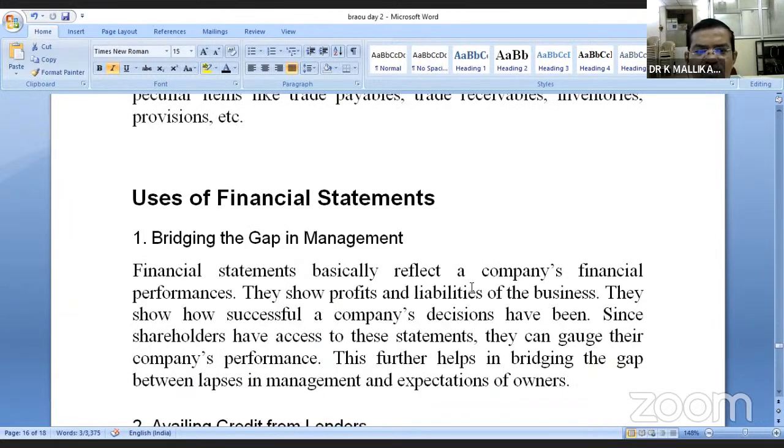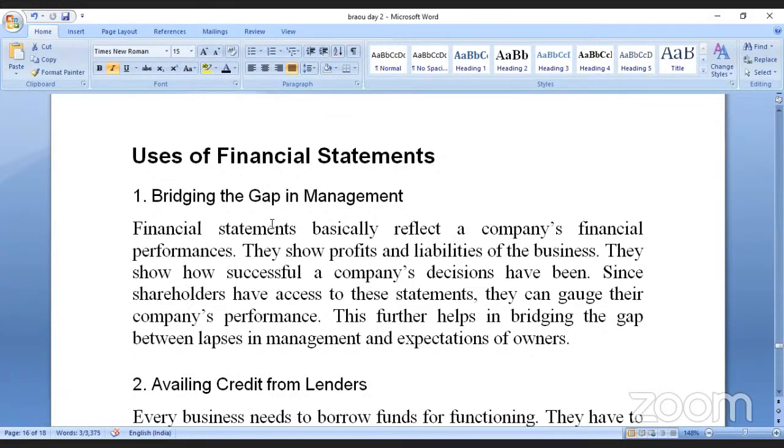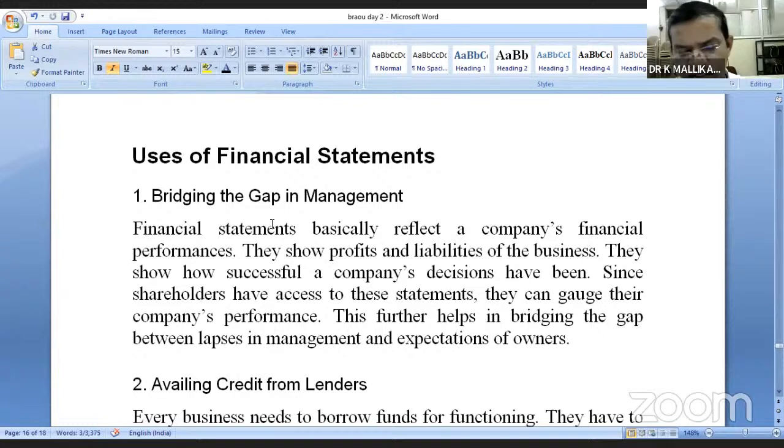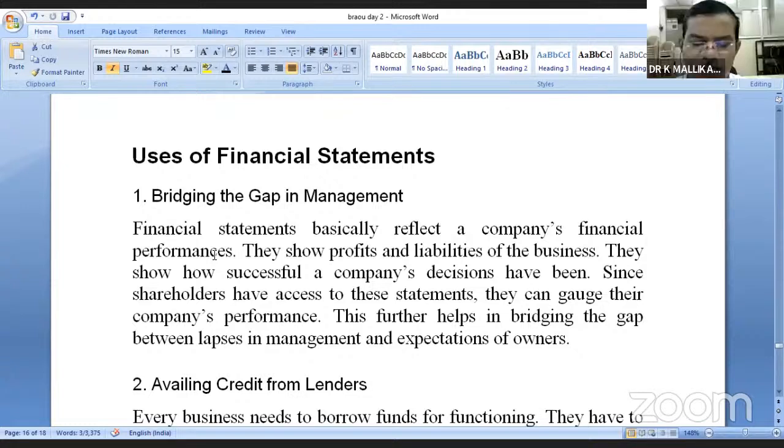Who are the users of financial statements? Who needs financial statements? Management, and who else? Business owners, government, tax authorities, and regulators.